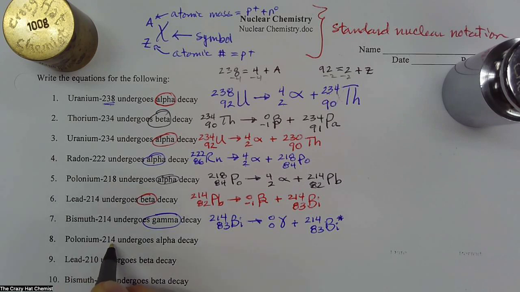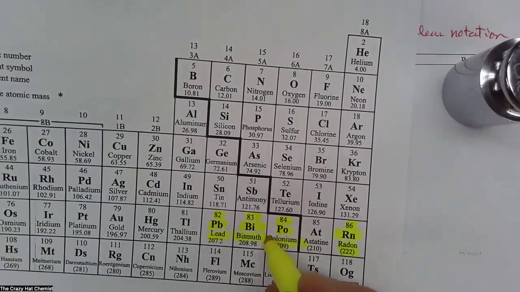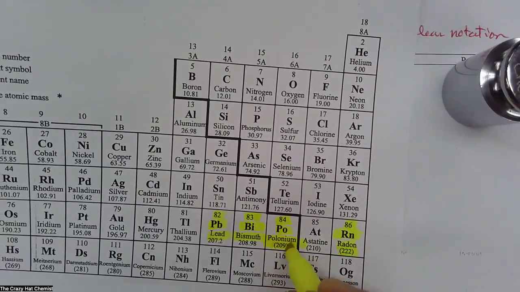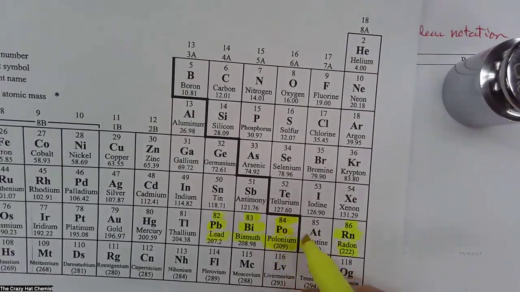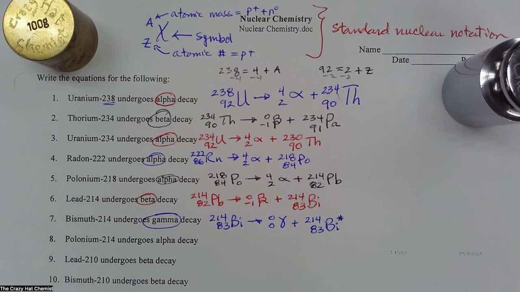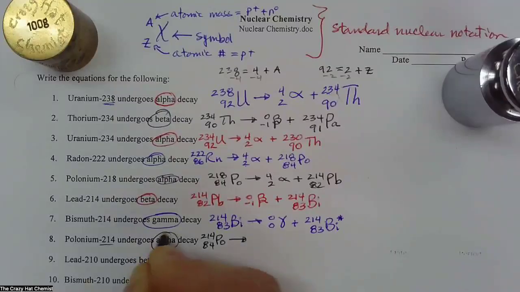I got polonium 214 undergoes alpha decay. So I'm going to have to find polonium, which has a mass approximating that of 214. So we had actually used polonium before. There's 209, but it is 84 and PO. So I'm going to use that. All right. So it is PO. It's element number 84. And it has a mass of 214. It's going to undergo alpha decay.